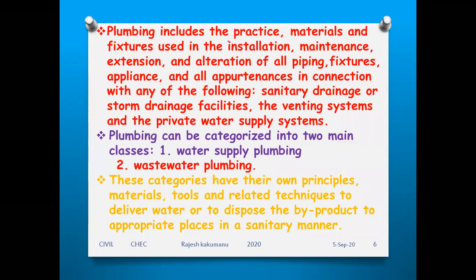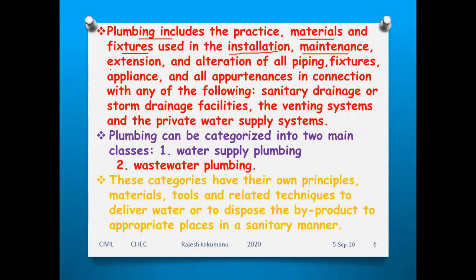Plumbing includes the practice, materials and fixtures used in the installation, maintenance, extension, and alteration of all piping, fixtures, appliances and appurtenances in connection with any of the following. Whenever you are doing a plumbing process, in a real process, you have to see what the materials for the plumbing are, and what fixtures you are using in the installation of plumbing. So maintenance, installation, and throughout the maintenance, right?